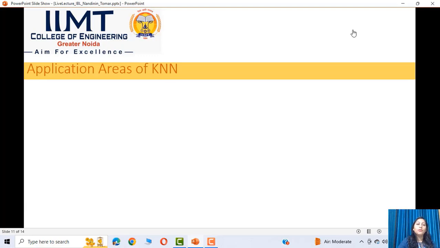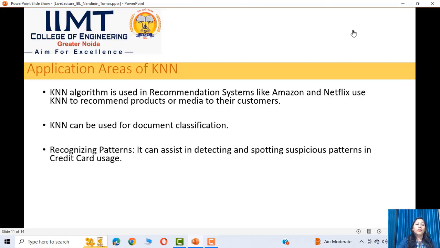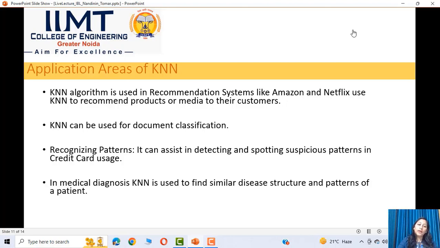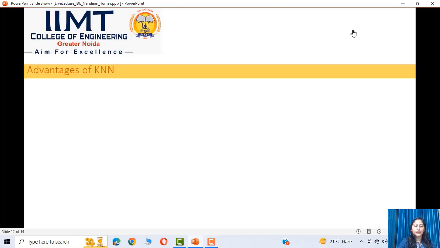Now talking about the application areas of K nearest neighbor. The KNN algorithm is used in recommendation systems, like Amazon and Netflix use KNN to recommend products or media to their customers. Next, KNN can be used for document classification. It is also used for recognizing patterns. It can assist in detecting and spotting suspicious patterns in credit card usage. In medical diagnosis, KNN is used to find similar disease structures and patterns of a patient. KNN is also used in facial recognition and identification systems.